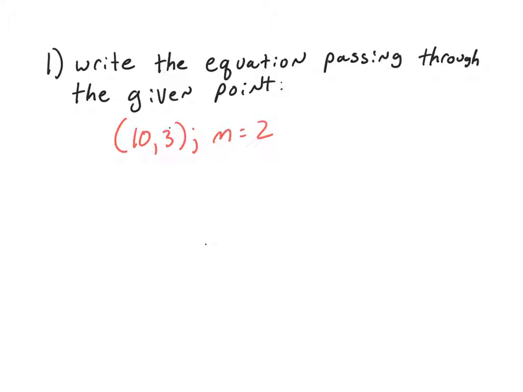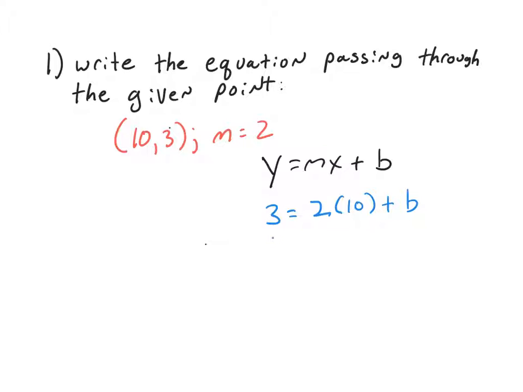On number 1, it says, write the equation passing through the given point, where x is 10 and y is 3 and the slope is 2. So we're going to use slope-intercept form, which is y equals mx plus b. We know the y is 3, the slope is 2, and the x is 10. And we don't know the b though.